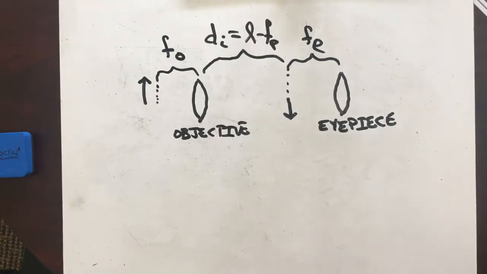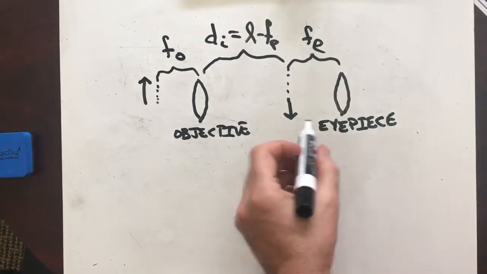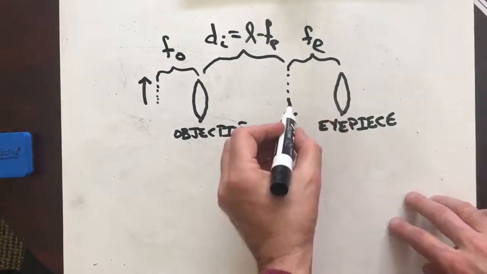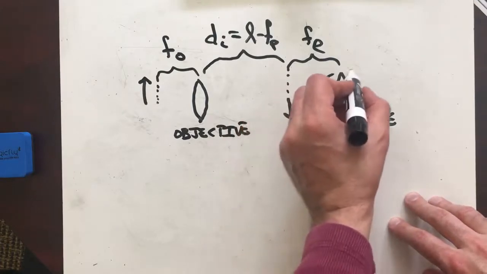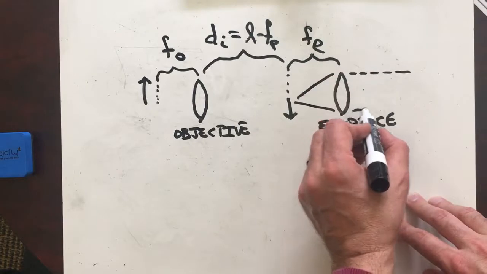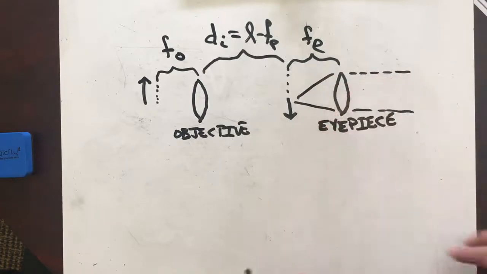And of course, for the microscope, just like with the telescope, we are using the relaxed eye so that the light rays that are going to come from here, they come from this arrow, are coming out parallel to each other, and so the image is formed an infinite distance away. We're using the relaxed eye.